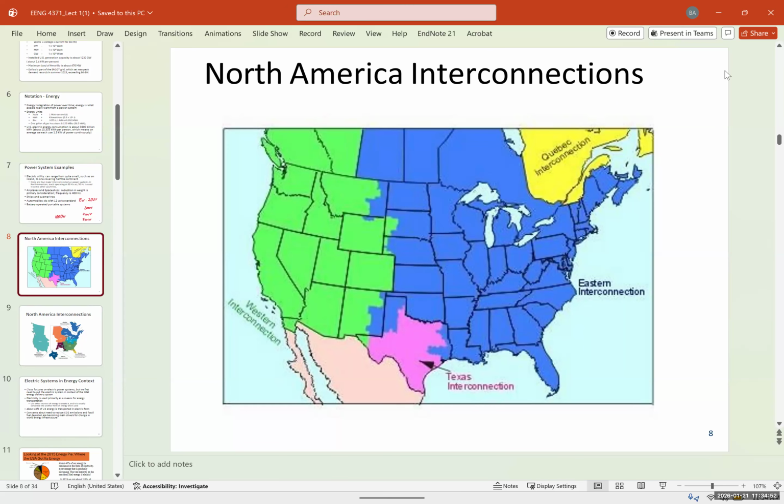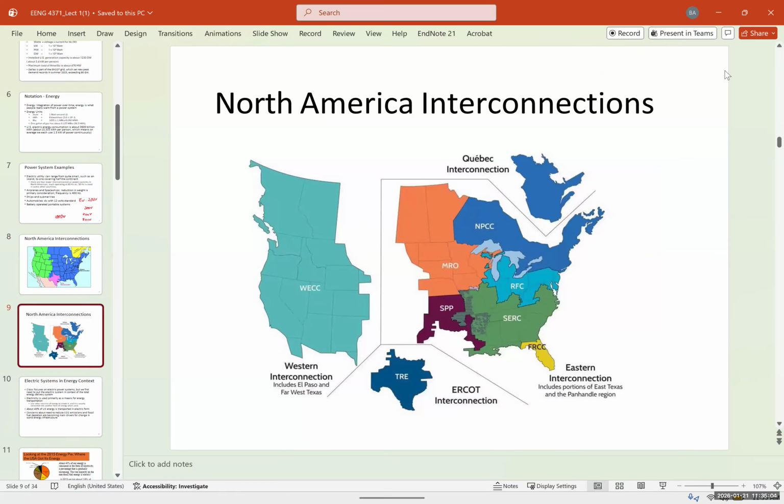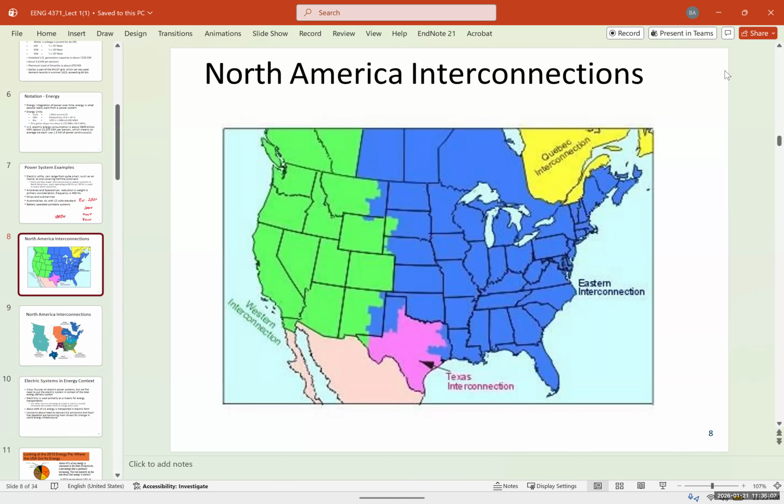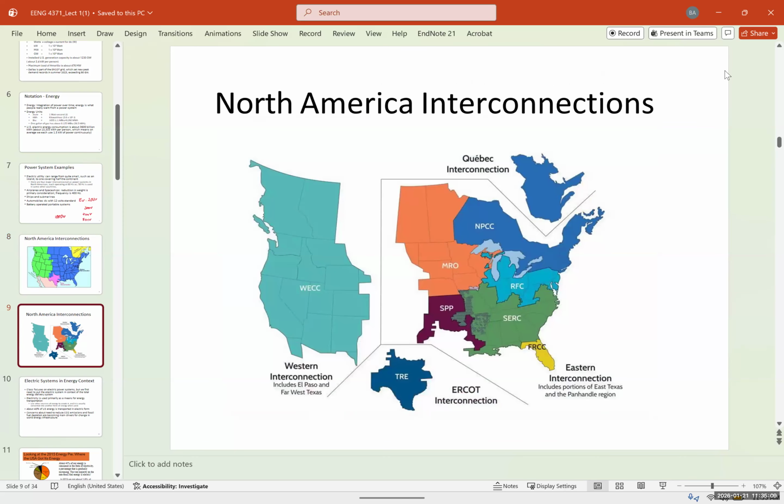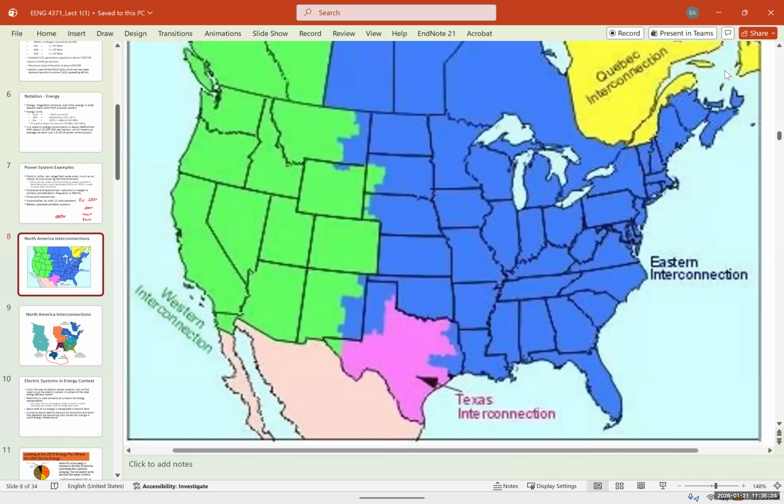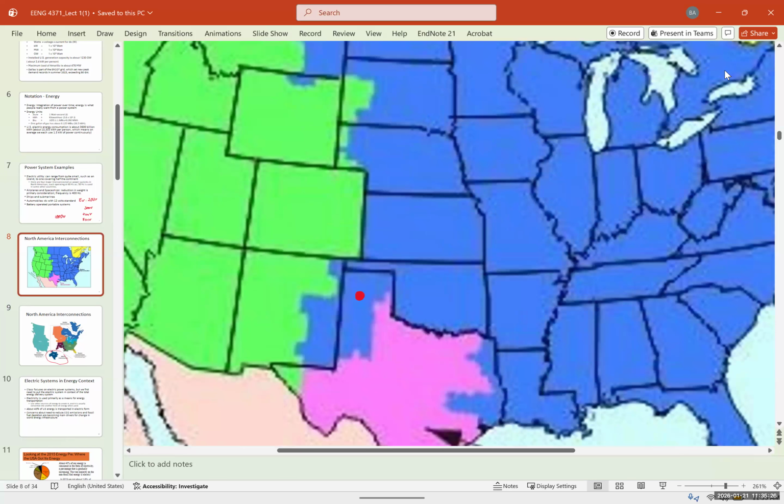This picture shows the North American interconnection. It's color-coded, and each part is shown with a different color. We have 4 main interconnections, and I've actually divided it into smaller ones, but you can see the 4 main ones. We have ERCOT, which is Texas. And the interesting part, we live here, yes? You can see that we are not actually a part of ERCOT. So if you look at Amarillo, we are not part of ERCOT.